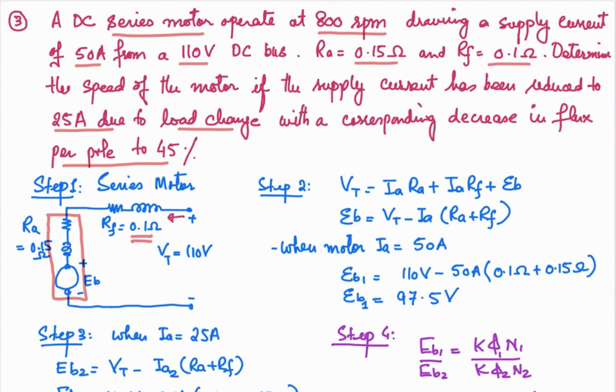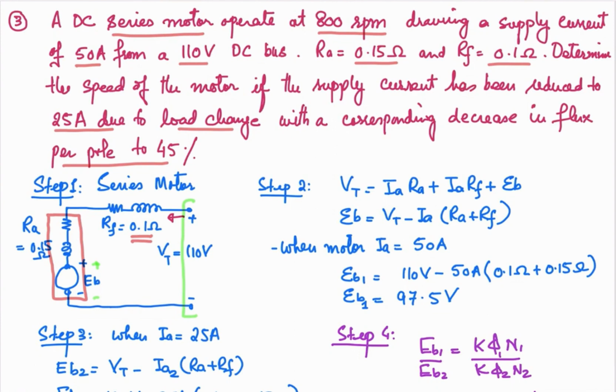And the back EMF of your machine, that is this one, plus minus EB, is basically responsible for opposing the current that is being injected from the source. And we are going to apply 110 volt supply to this one. So in order to understand the problem and to do in-depth analysis, the first recommended step is to draw the equivalent circuit of the machine.